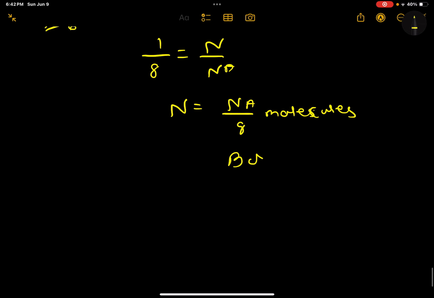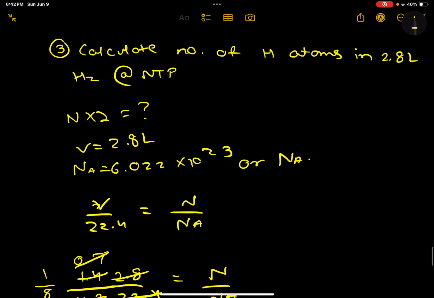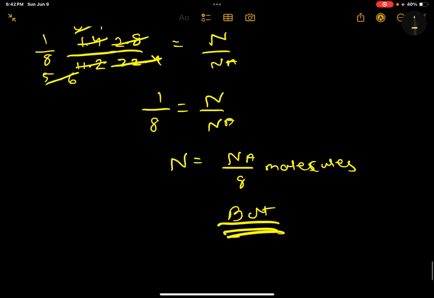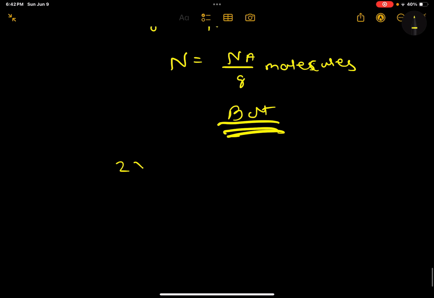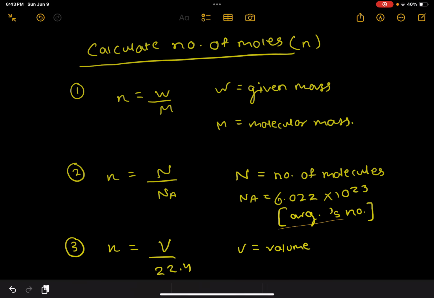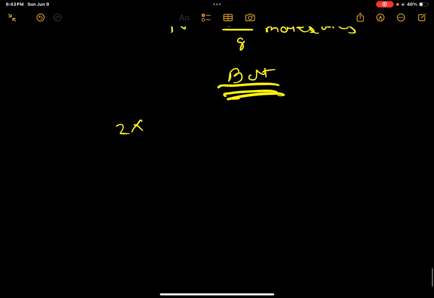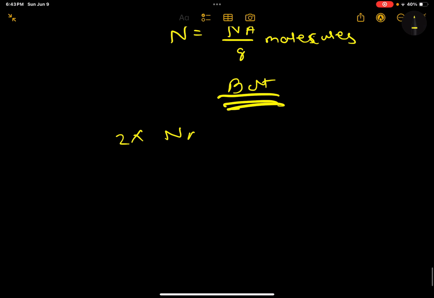but we want to find the number of H atoms. We want to find the number of atoms. So there are 2 atoms in each hydrogen molecule. So that means 2 times Na upon 8, that is equal to Na upon 4 hydrogen atoms.